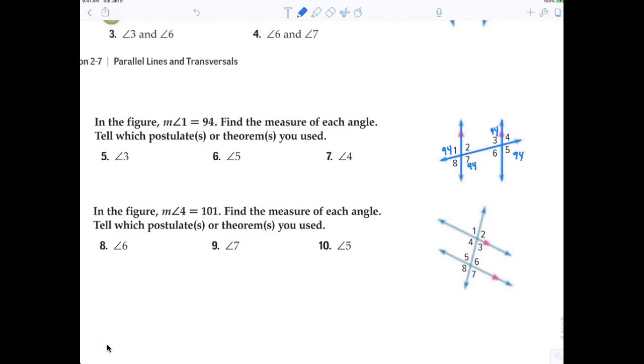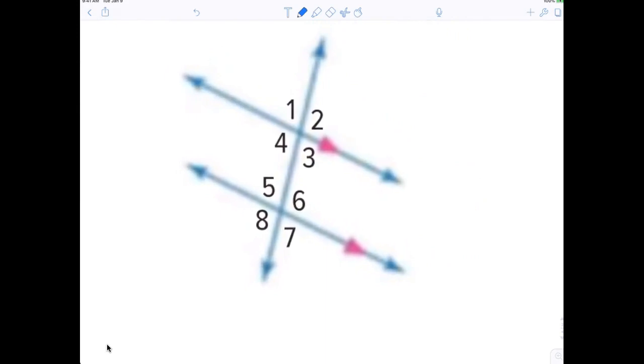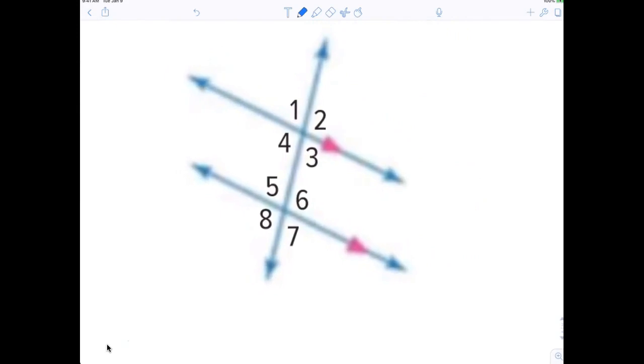All right, here we go again. Angle 4 is 101. So in this 101 right here, again, we now can say what? All the evens are 101. And all of the odds are 79. Now it says kind of list the postulate.